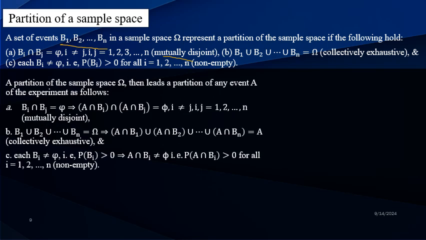Now, if you have a partition of a sample space omega, can we define a partition of an event A from the partition of the sample space? Yes, we can define it. How? It is very simple to extend: you can just use these axioms of partition and get the partition of A. If A is any event in the same random experiment, then mutual disjointness of the Bi also implies that the intersections of A with the Bi are mutually disjoint. This one is very easy to prove.